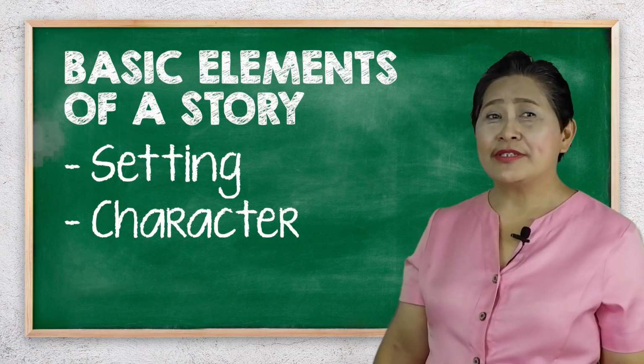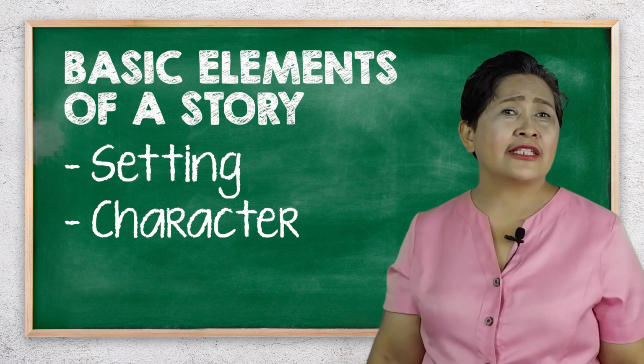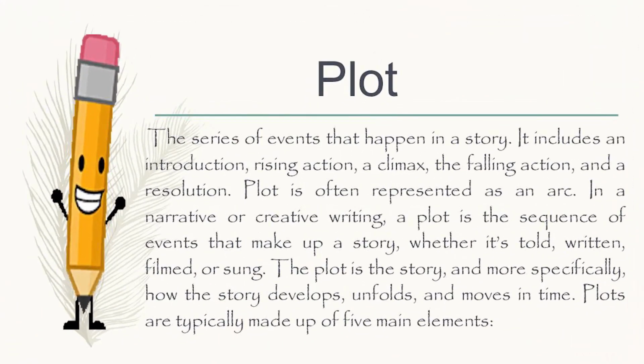Now, let's proceed to the last basic element of a story, which is plot. The series of events that happen in a story is called plot. It includes an introduction, a rising action, a climax, the falling action, and the resolution. Plot is often represented as an arc.